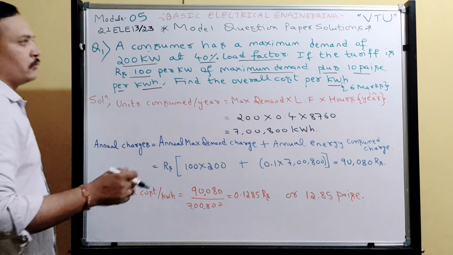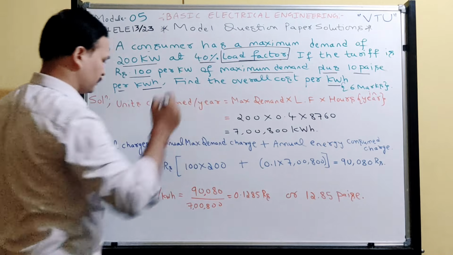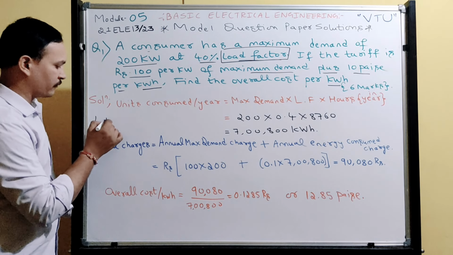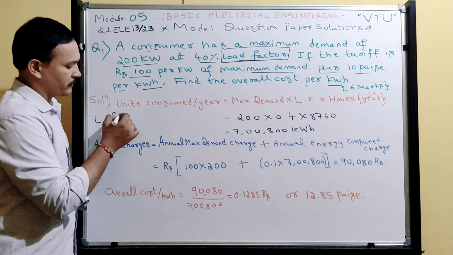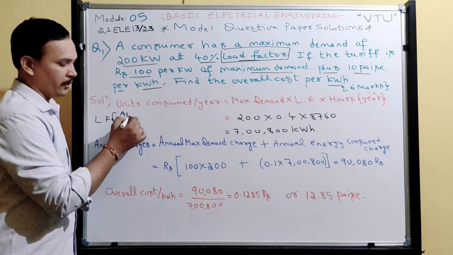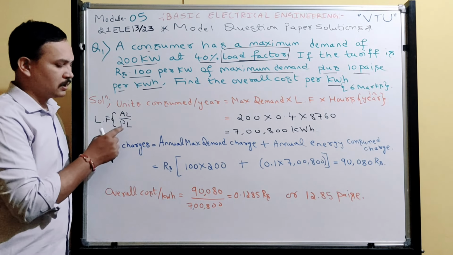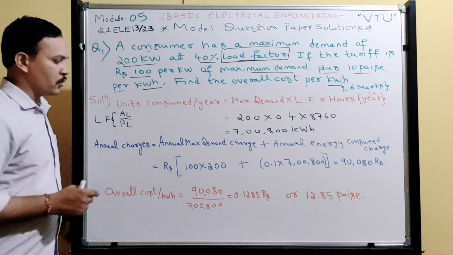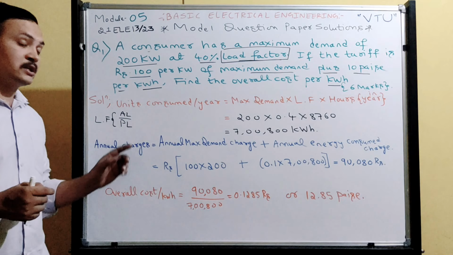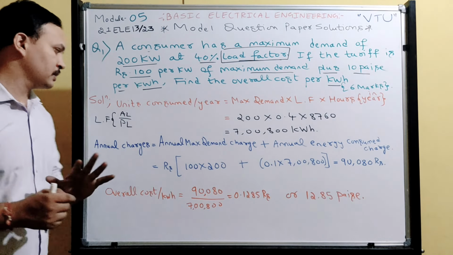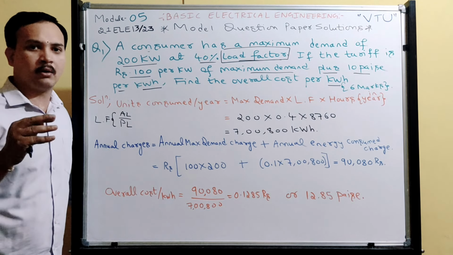Okay guys, then one new term: what is load factor? Load factor, denoted by the short form LF, is defined as the ratio of average load divided by peak load. What is the average power consumption, to the ratio of what is the peak load? Peak load means the highest power consumed in a day. That is called peak load.